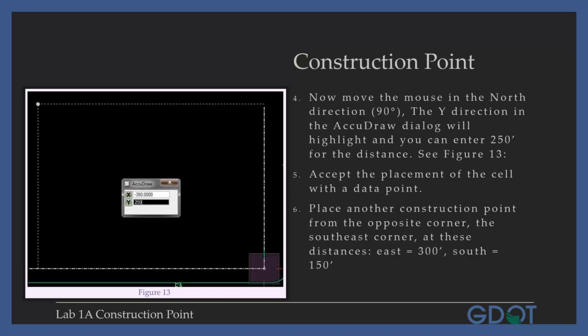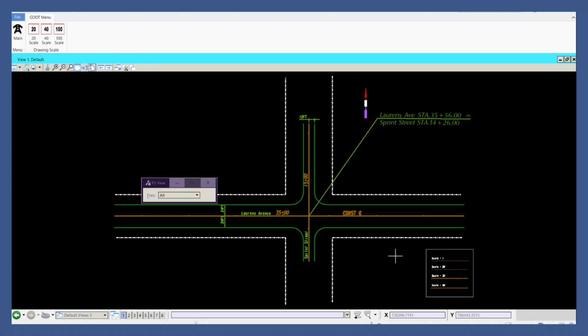Now move the cursor in the northerly direction. The Y direction in the AccuDraw dialog will highlight, and you can enter 250 feet for the distance, as indicated in Figure 13. Accept the placement of the cell with a data point. Place another construction point from the opposite corner, the southeast corner, at these distances: east 300 feet and south 150 feet. A brief demonstration is as follows.